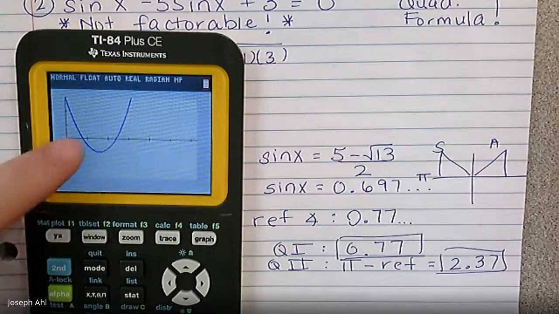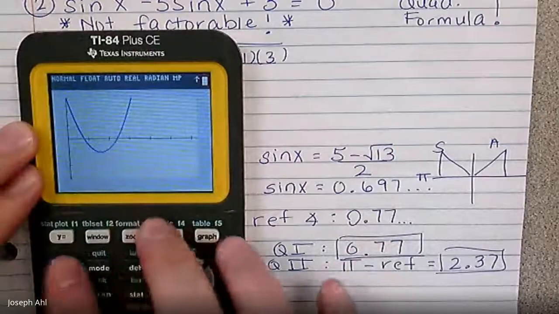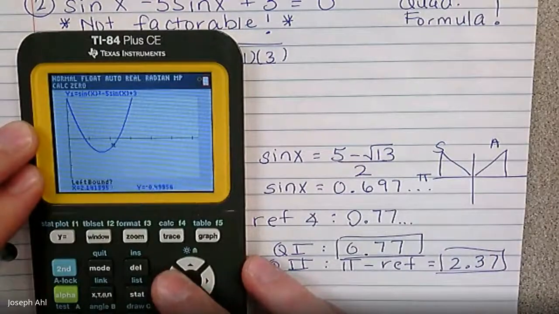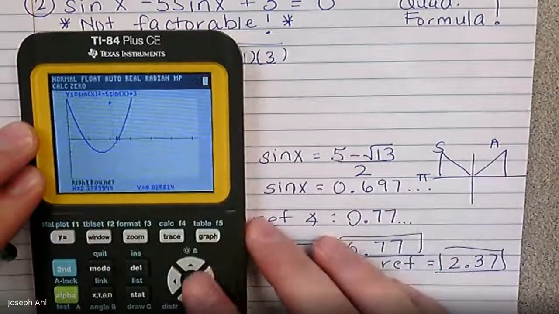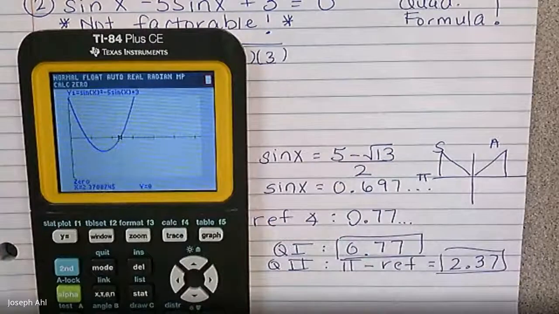And notice how I only see a solution here and a solution there. Hopefully that first solution is 0.77. I'm going to check it out. Second trace, I'm going to calculate the 0 there. Or you know what? I'll check this one on, just so I'm closer already. 2.37 should be this answer if I go to the left and to the right of it. And hit enter, and fingers crossed, there it is, 2.37.